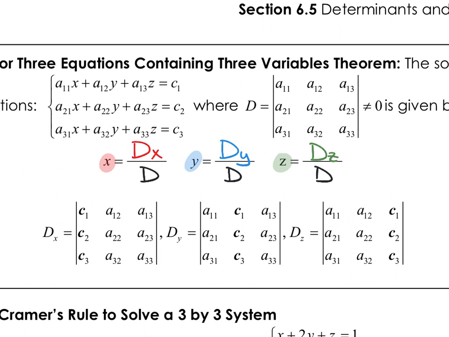Now, just like before, we create these other determinants, the ones with the x, y, and z, by replacing the first column for x's with the constants, the second column for y's, and the third column for the z determinant. See how it changes with each letter?